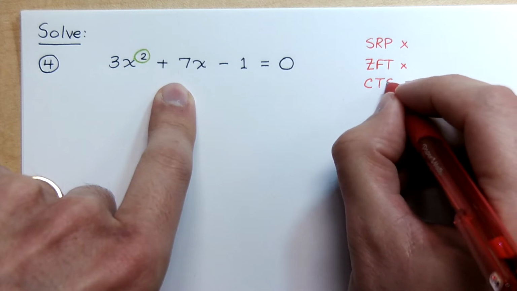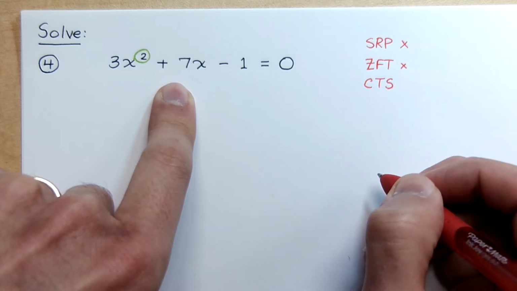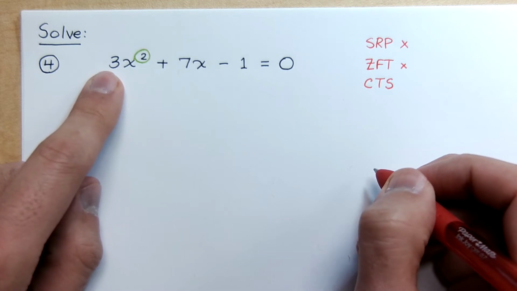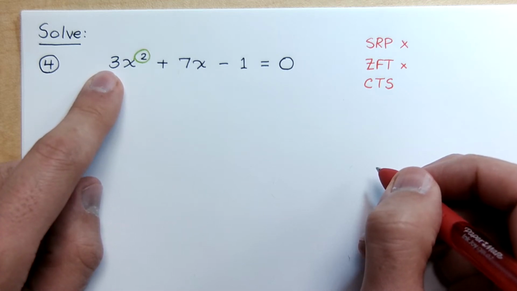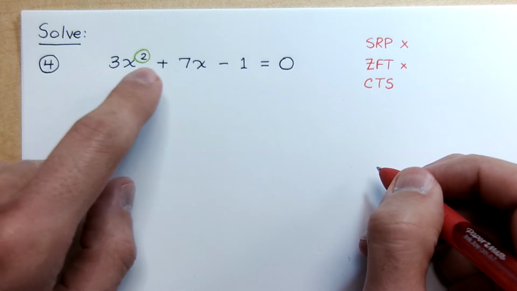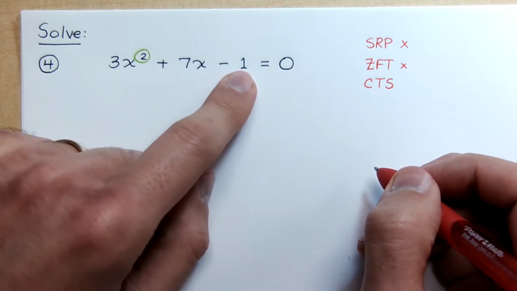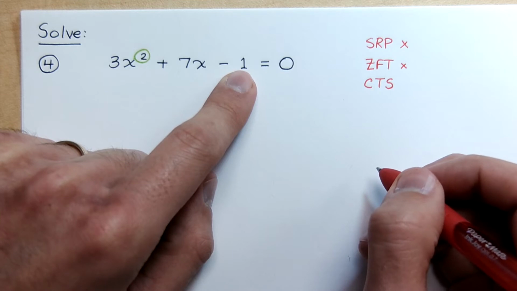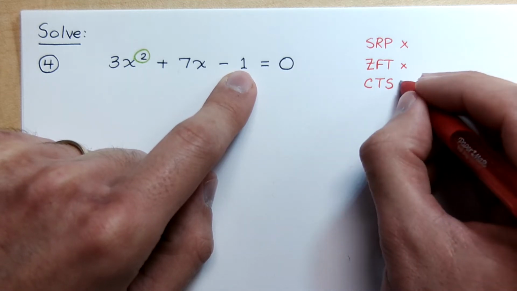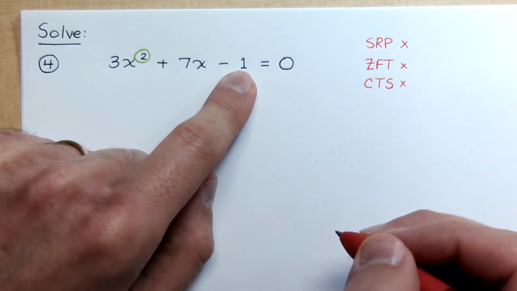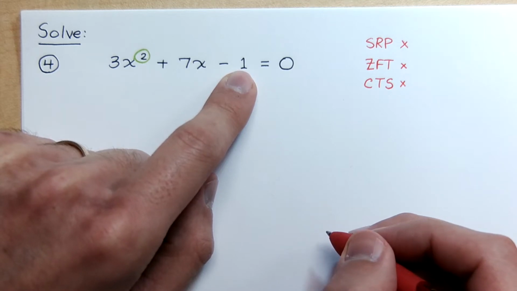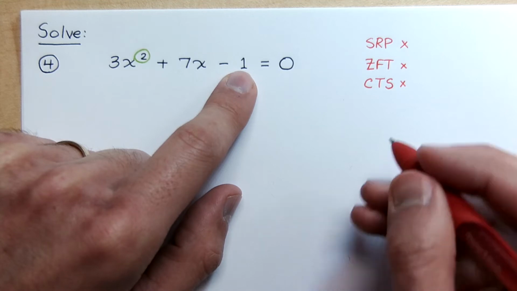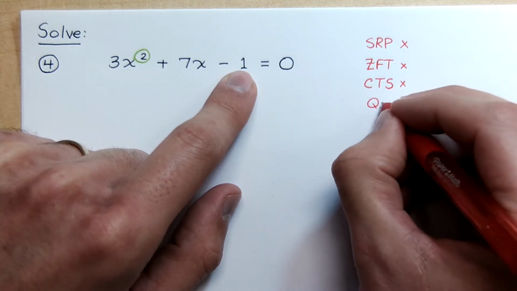I will tell you that you can complete the square. It just won't be fun. In order to complete the square, it's best if this lead coefficient is 1. It's not yet, but I could divide everything by 3. But if I divide everything by 3, I end up with fractions, and fractions are just gross. So let's try to avoid creating fractions, so let's not do completing the square. Which means there's only one method that we can use, and that's going to be the quadratic formula.